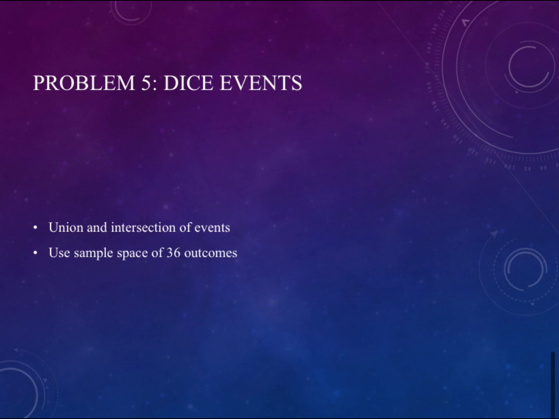When two dice are thrown, there are 36 possible outcomes. Event A is when the sum is 6. Event B is when at least one die shows 3. We use the sample space to find unions and intersections of events. This helps us understand combined probabilities.